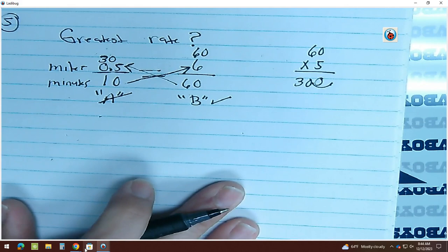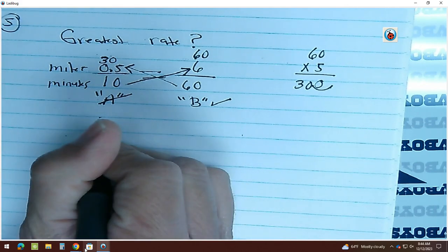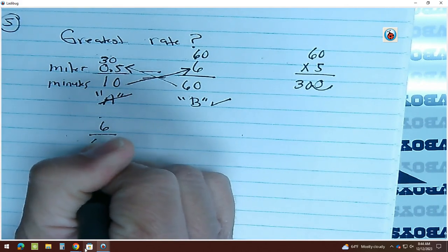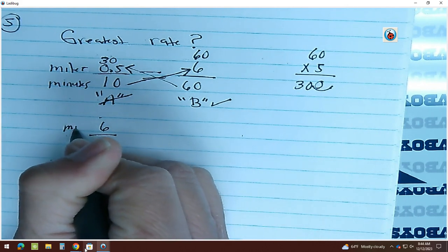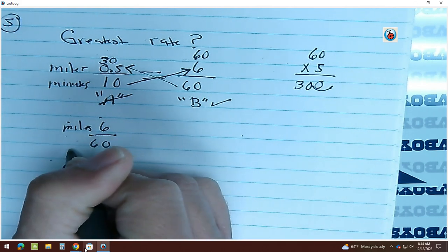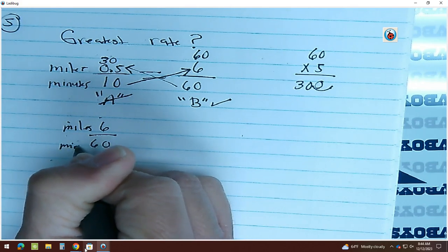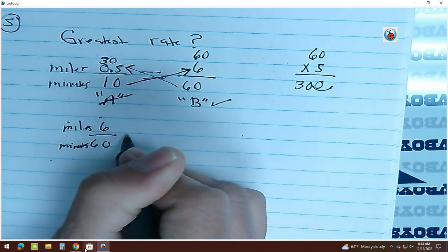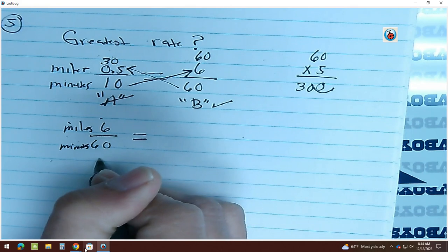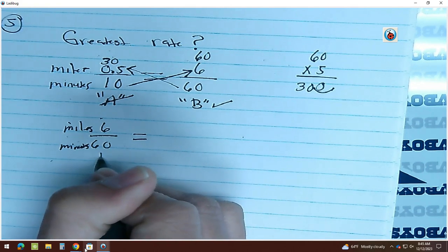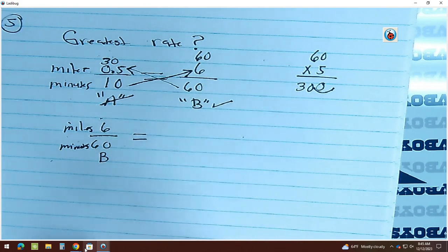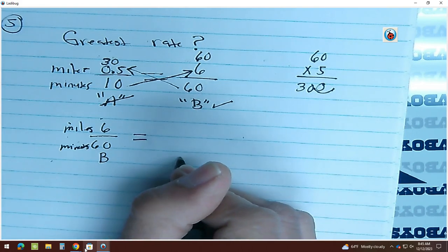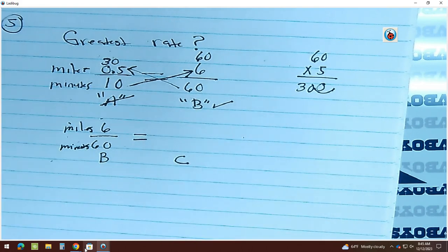Let's go now B against C. So I'm going to write 6 to 60. Write the words. The 6 was who? Miles to minutes. That's my ratio. Miles to minutes. And this is choice what, guys? B. That's right here. Choice B. And I'm going to compare against choice who? C. So I can know who has the greatest rate.